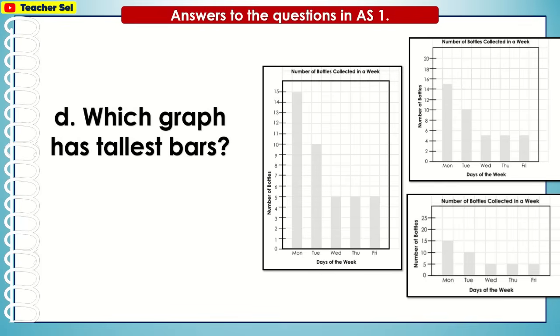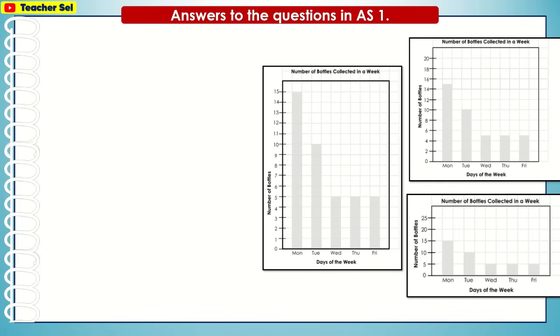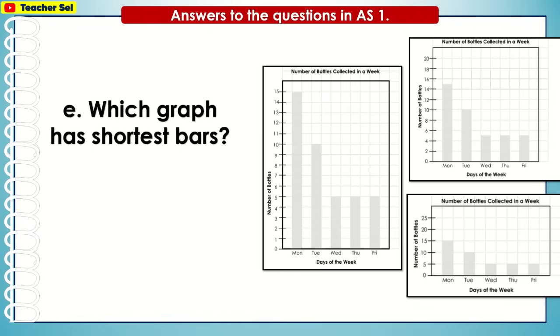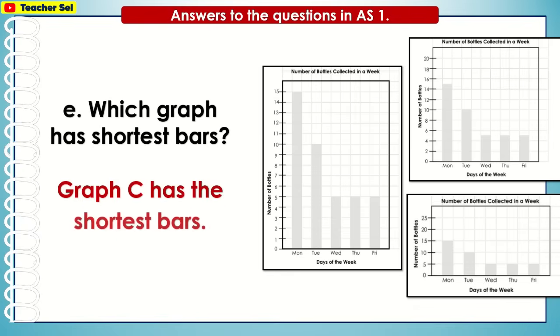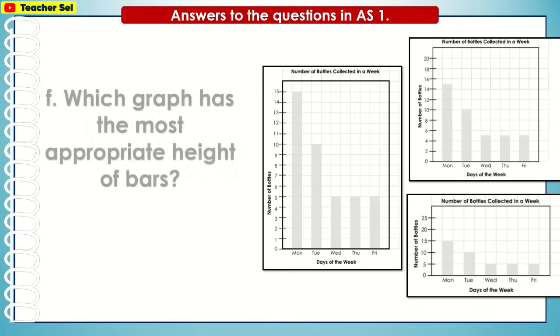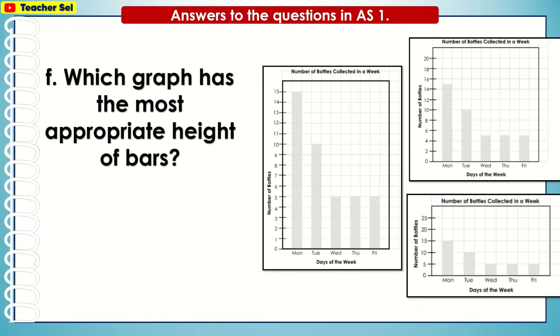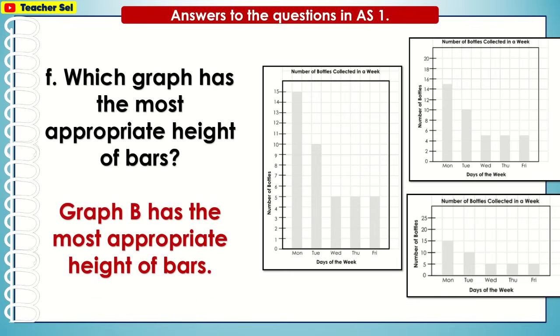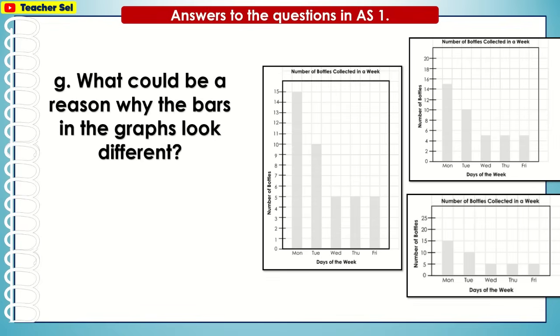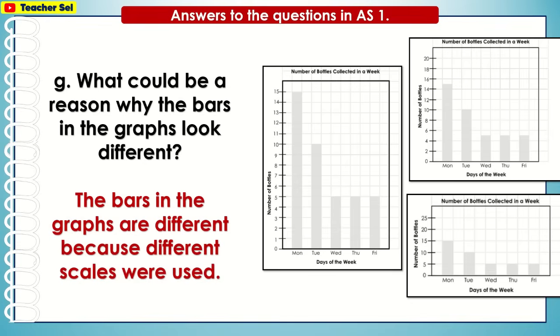Which graph has tallest bars? Graph A has the tallest bars. Which graph has shortest bars? Graph C has the shortest bars. Which graph has the most appropriate height of bars? Graph B has the most appropriate height of bars. What could be a reason why the bars in the graphs look different? The bars in the graphs are different because different scales were used.